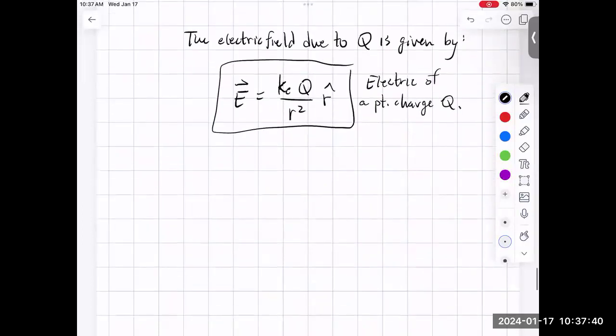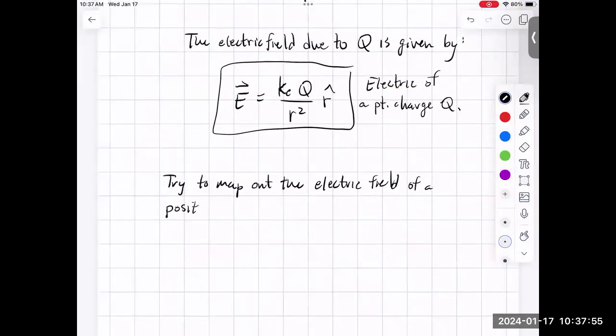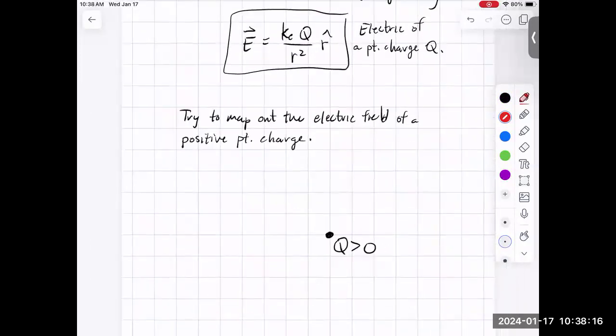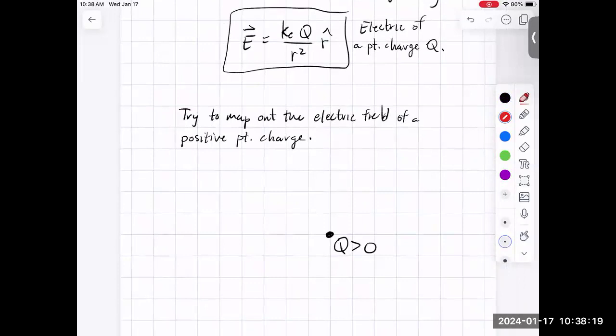So let's try to map out the electric field of a positive point charge. Okay, so let's put our positive point charge over here. This is going to be Q, it's greater than 0. And all we're going to do is we're going to go to different points, and we're going to think about what this expression kQ over r squared times r hat is going to look like.